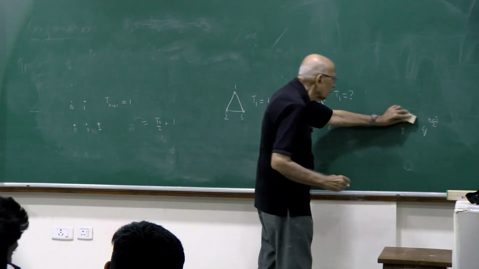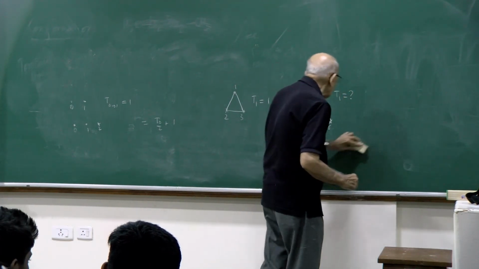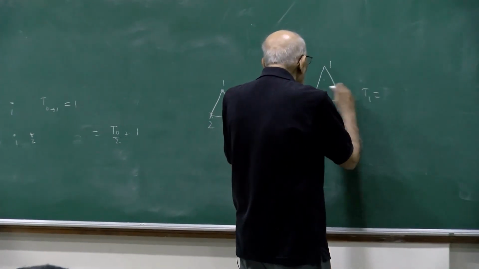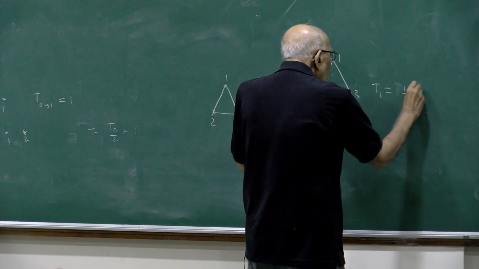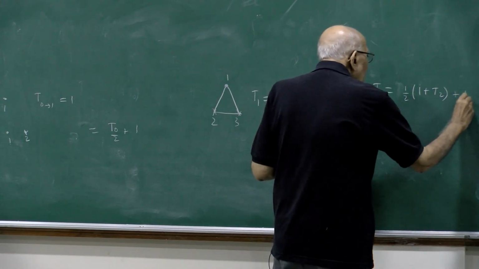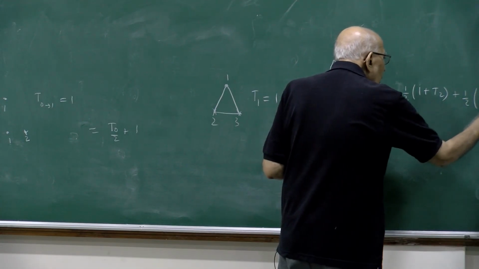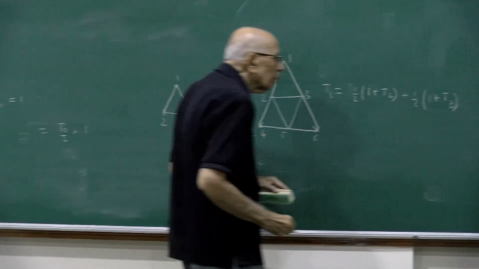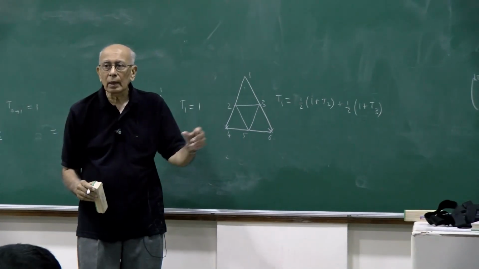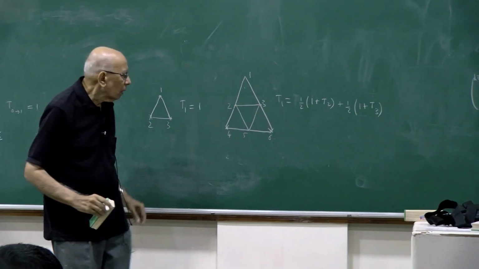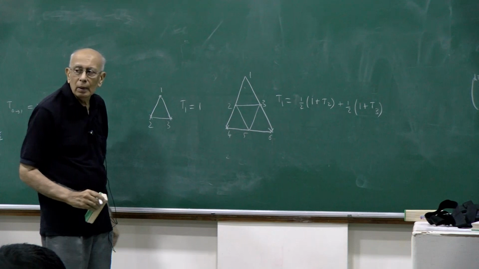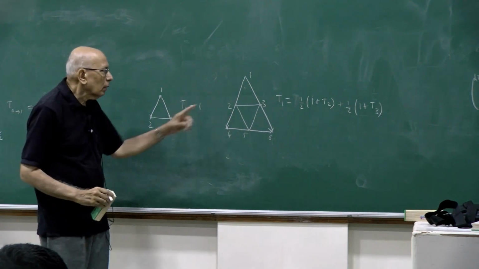And I have to write a set of equations. So T1 is equal to, with probability half, I go to 2. So half 1 plus T2, plus with probability half, I go to 3, 1 plus T3. Each time T subscript denotes the mean time it takes from that site to hit the traps at the end. These traps are now twice as far away as in this case here. So that's the equation for T1.